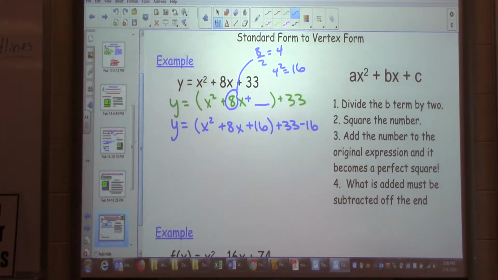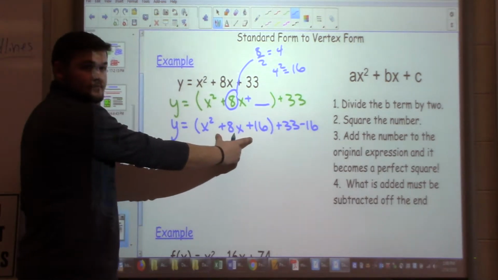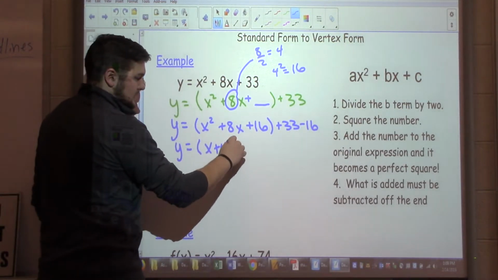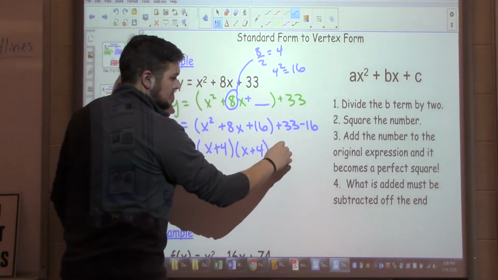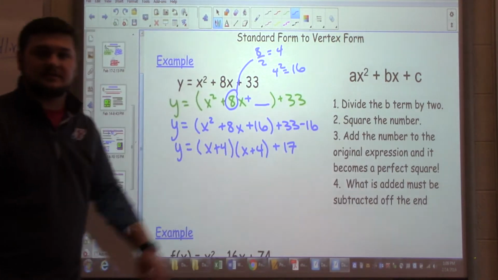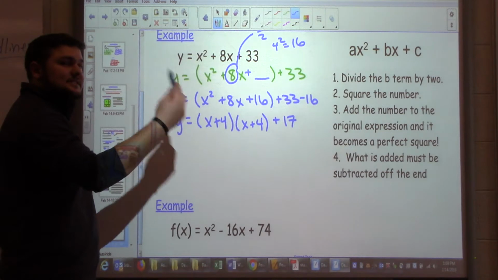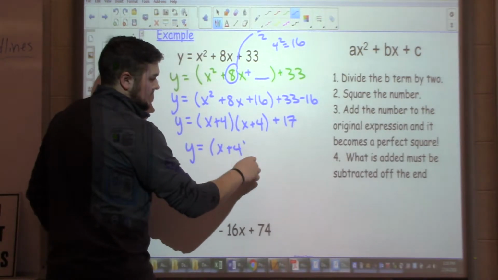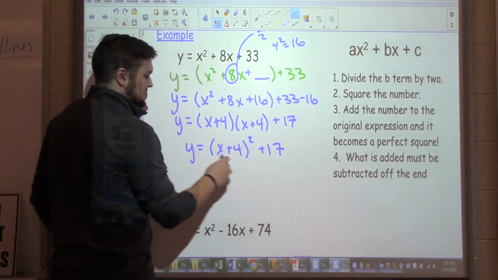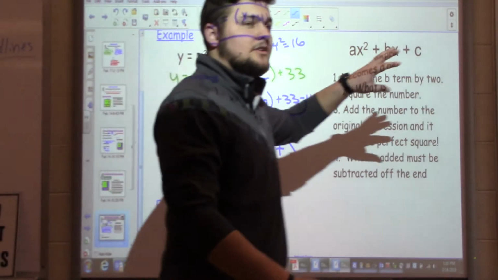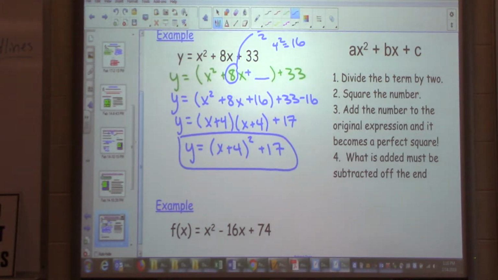Now, what happens is I can factor what I just completed the square for. What does this factor to? X plus 4, x plus 4. Plus 17. Right? 33 minus 16 should give me 17. The last step to changing to vertex form is making it say y equals x plus 4 squared plus 17. Now it's in vertex form. So we complete the square so that when we factor it, we get x plus something squared.